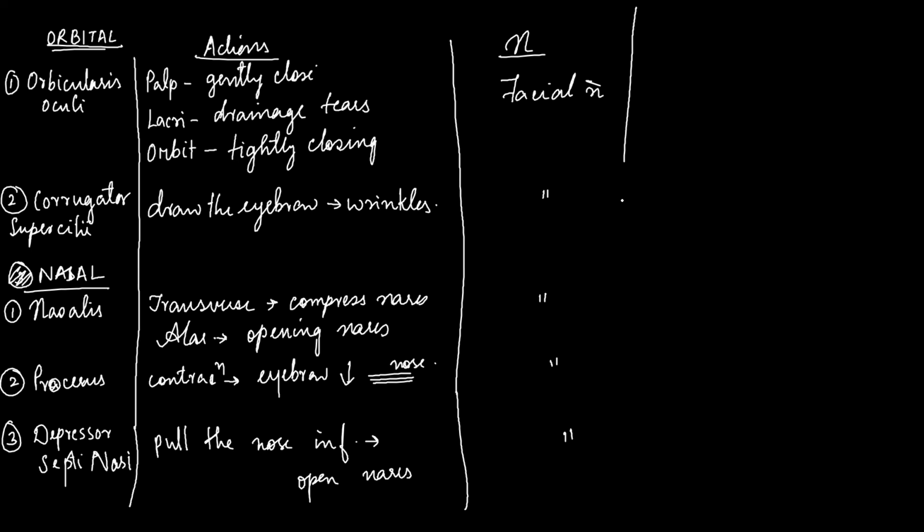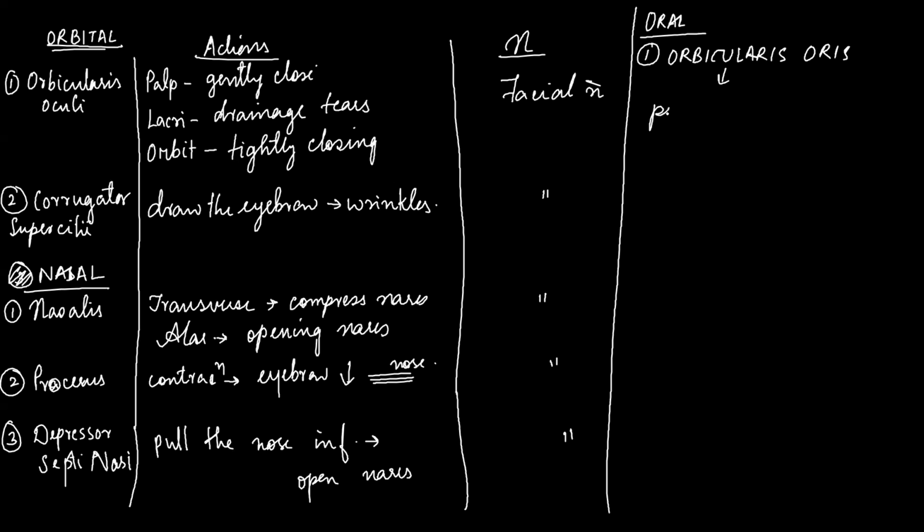Okay. Now, I'll try writing the oral part here only. For oral, the first muscle we are going to deal with is orbicularis oris. Now, what does it do? It purses the lip. And which nerve? It is the facial nerve. The second muscle in the oral group is the buccinator.